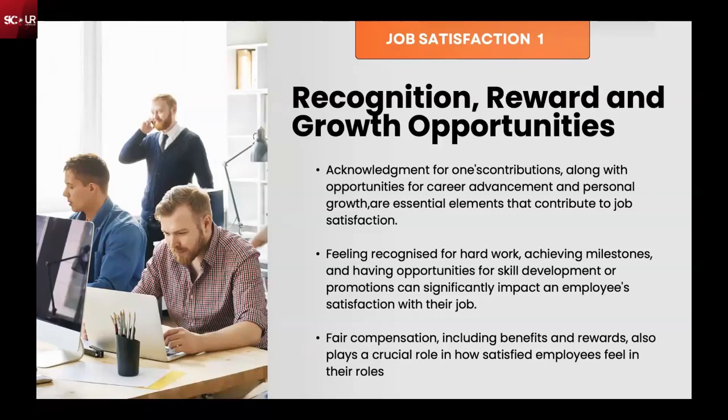Fair compensation, including benefits and rewards, also plays a crucial role in how satisfied an employee feels in their roles.